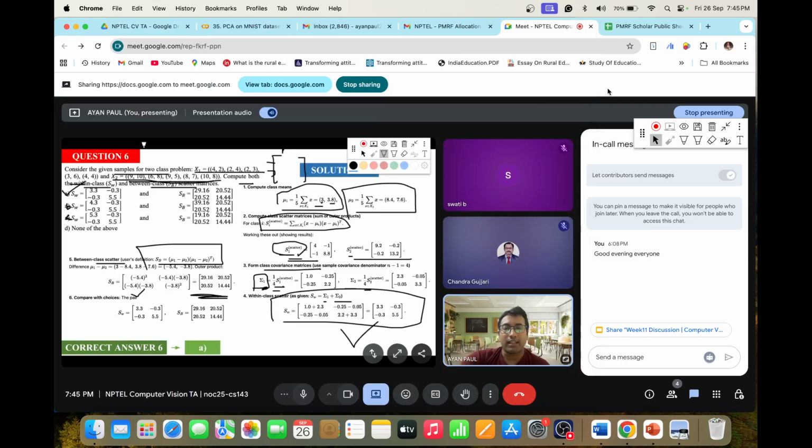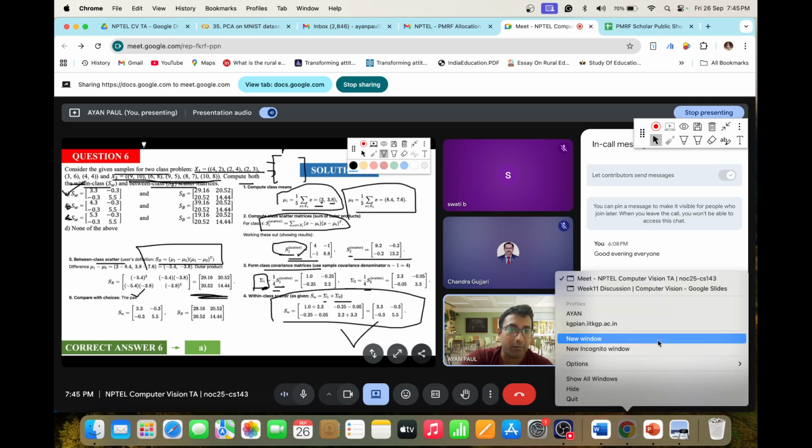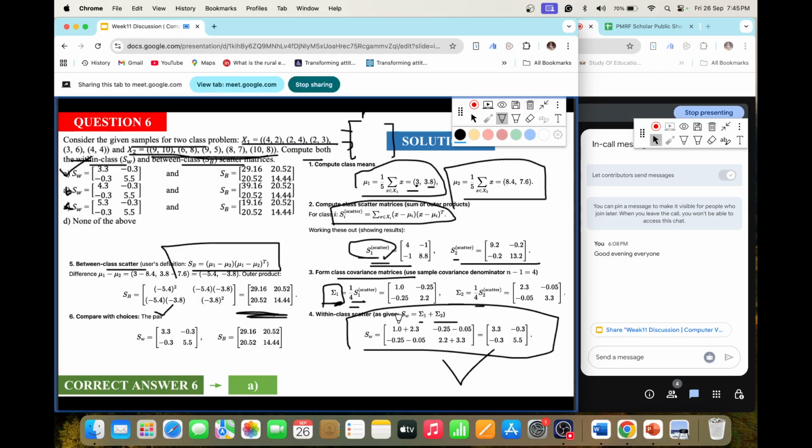This is the formula for how to calculate the scatter within the class and the scatter between the class. These are the two main formulas you have to keep in mind. This is the first formula, scatter within class, and this is the second formula, scatter between the class. But to get these, you have to know what each term is. You calculate this first using this formula. Once you got S1 and S2, do 1 by n minus 1 to get sigma 1 and sigma 2. Once you got these, you can get the SW. So option A is the correct answer.